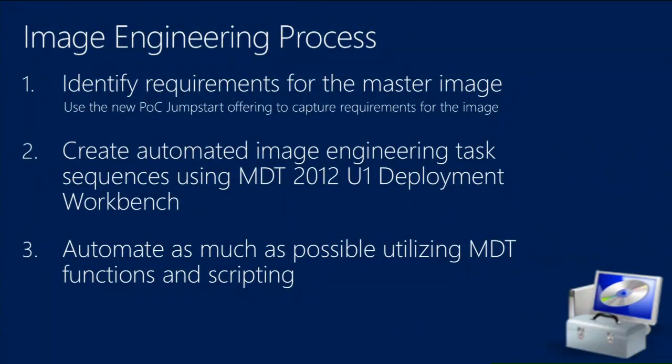We'll then talk about how you take those requirements and turn them into an automated image engineering process. In this case, the current recommended practice, and I'll use the term current recommended practice because recommended practice can change, is that we use MDT, Microsoft Deployment Toolkit 2012 Update 1, to automate the image engineering process. And then we'll talk a little bit at the end about automating as much as possible using the MDT functions, the scripting framework, the task sequences, and that kind of thing.